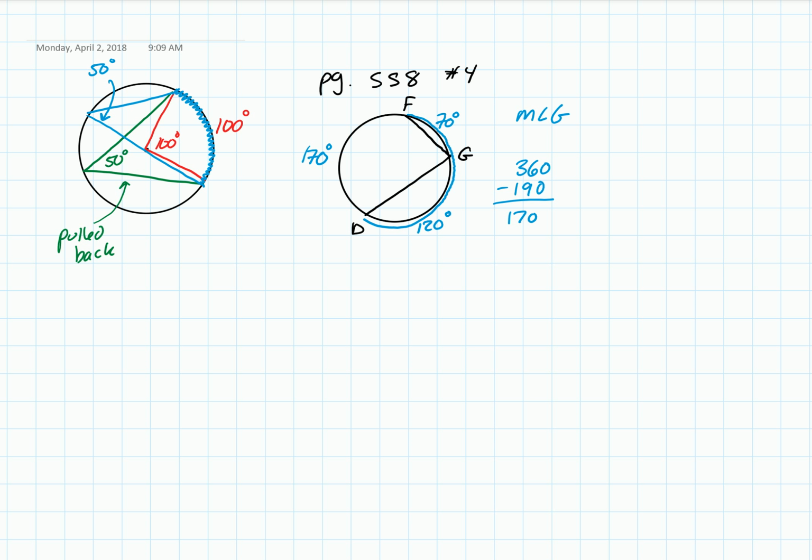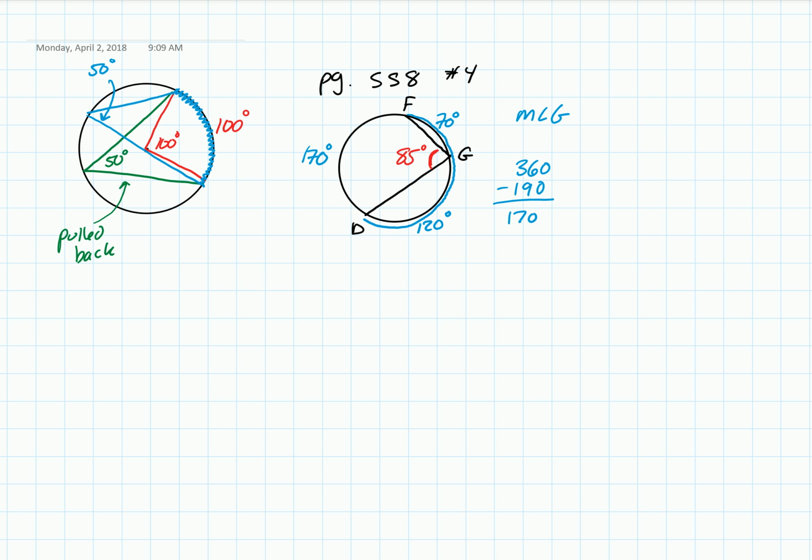Now I'm looking for angle G, and it might be tempting to say that angle G is also 170, but angle G is not central. It's pulled all the way back to the edge, so it will be smaller than the central angle. It'll be half of it. So we divide our 170 by 2, and we find that angle G is 85 degrees.